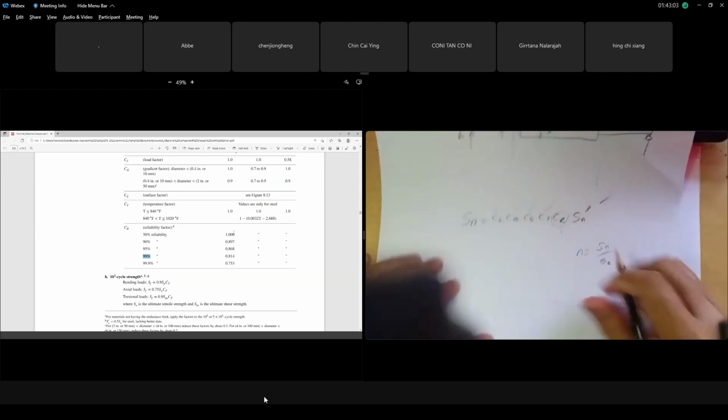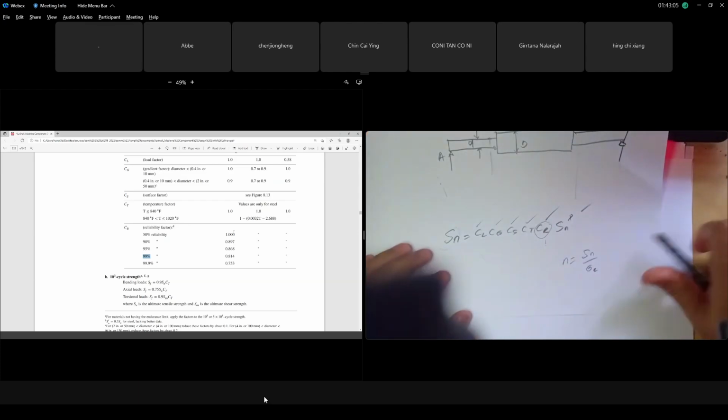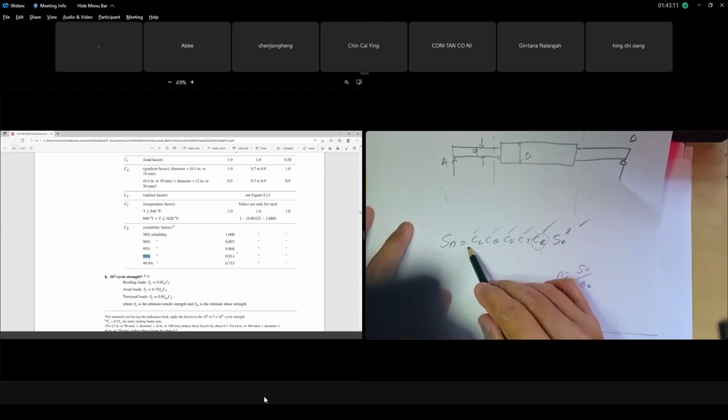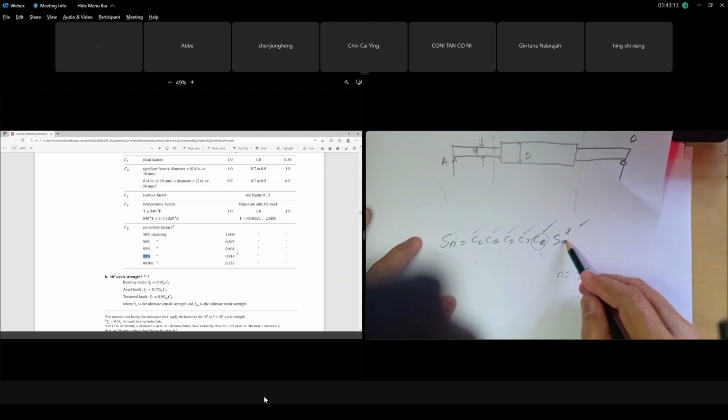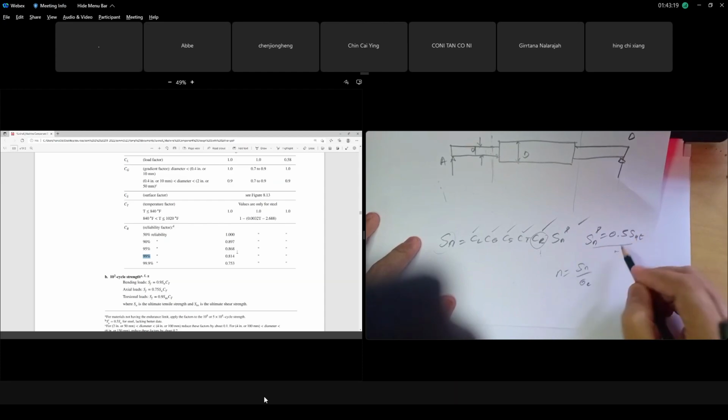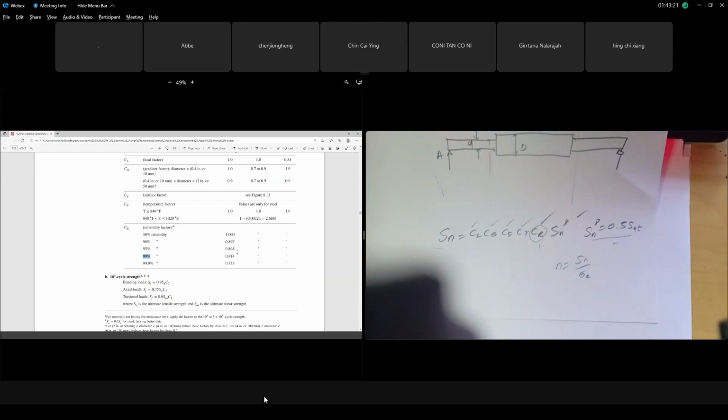Okay, clear? Then you calculate CR based on that. If not given 1, if 99% it is 0.4. So you just put all into this equation and multiply by your SM prime. You know your SM prime is 0.5 SUT. Then you get your SN.